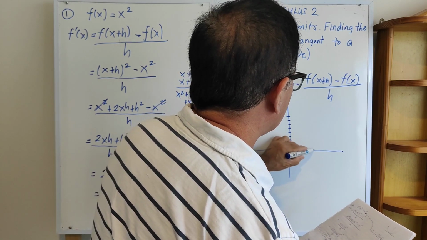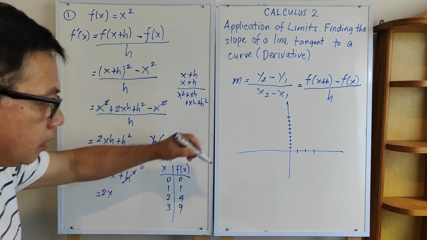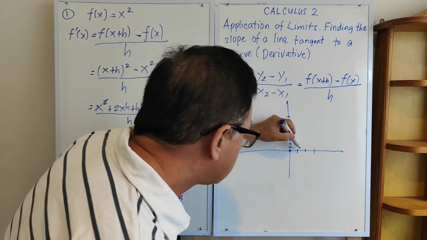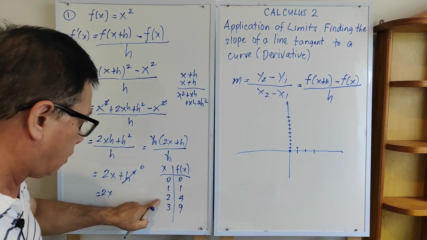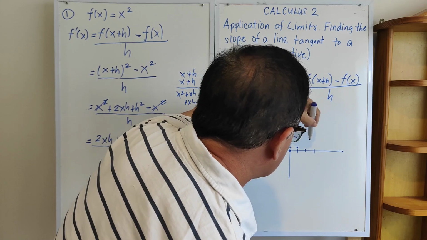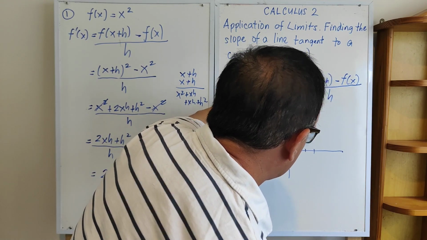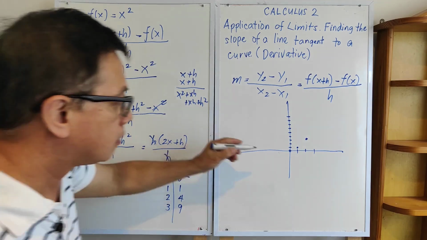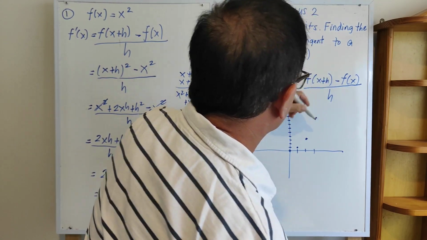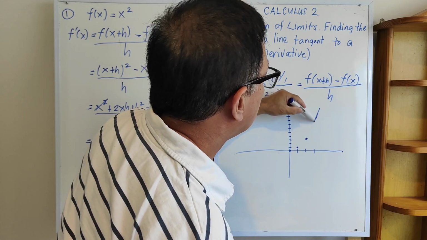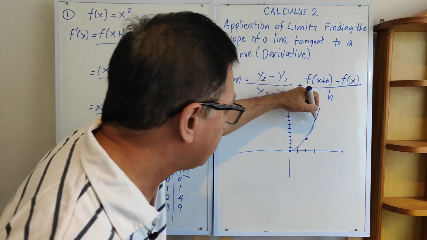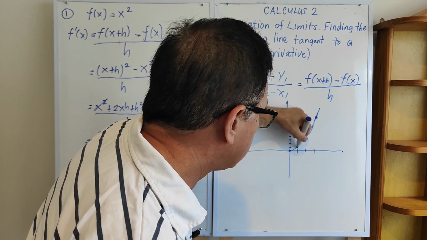So 0, 0. This is this one. 1, 1 is this one. 2, 4. So 1, 2, 3, 4. So this is your curve. 3, 9. So 1, 2, 3, and then 9. So this is now your curve. Now, I have plotted 3 points.